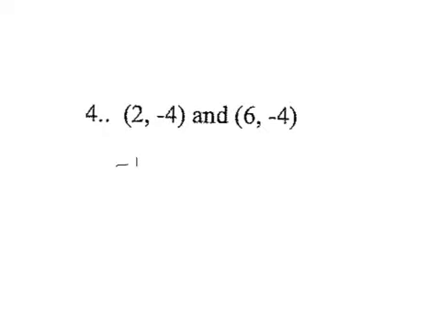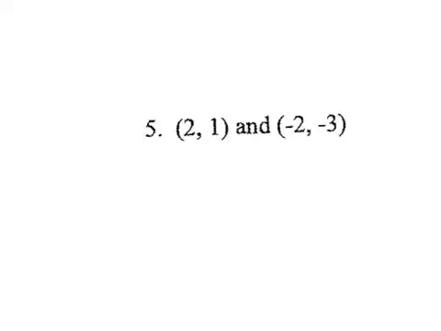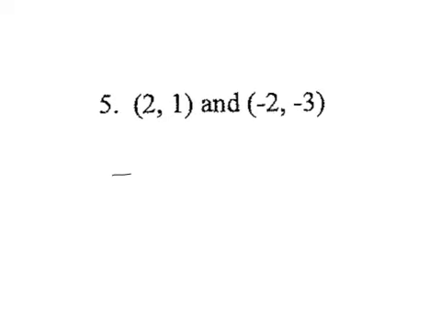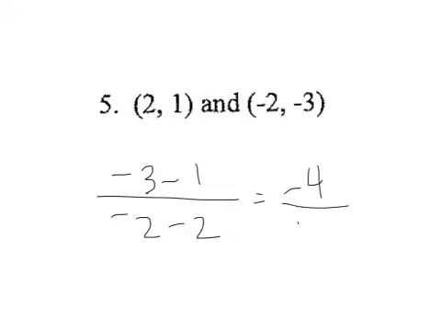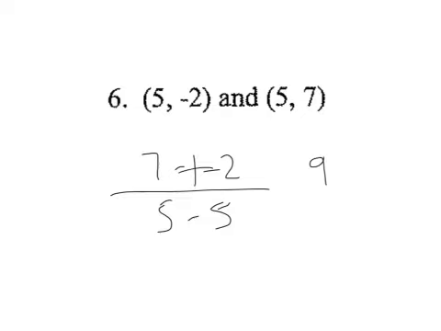Problem 4, negative 4 minus negative 4, 6 minus 2, plus, that's 0 over 4, number 4. Number 5, negative 3 minus 1, negative 2 minus 2. So that's negative 4 and negative 4. And the final problem on this sheet is 7 minus negative 2, 5 minus 5. So that's going to be a plus. You've got 9 over 0.